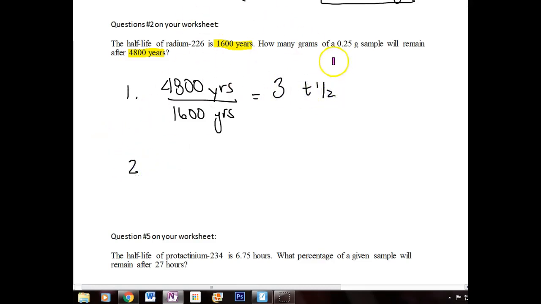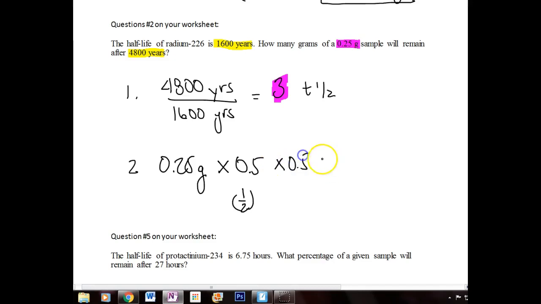Step number 2, we're going to identify our mass, and our mass is right there, 0.25 grams, and we're going to multiply it again by a half, which I'm going to put as 0.5. Now I want to multiply it by 0.5 3 times because it underwent 3 half-lives, so we multiply it by 0.5 3 times.